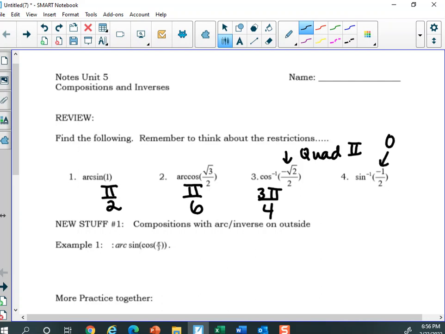This guy is going to be in the other quadrant because it's a negative. Other quadrant, sine. Let me think about this. So this is the inverse sine. This is negative pi over 6.